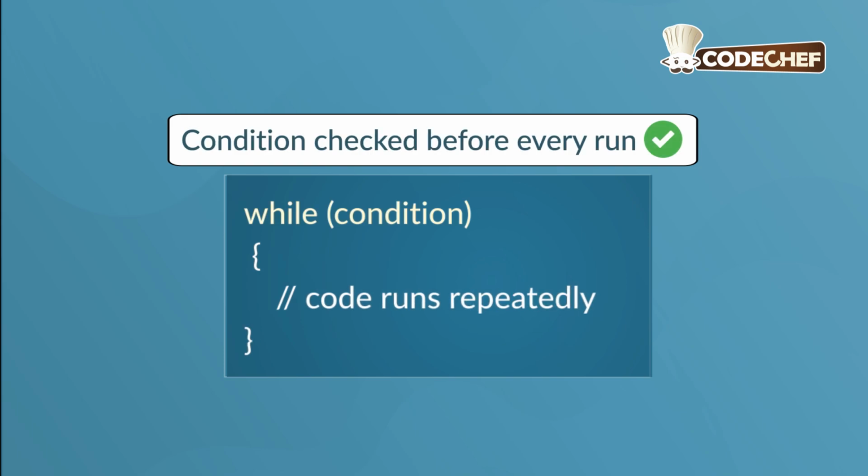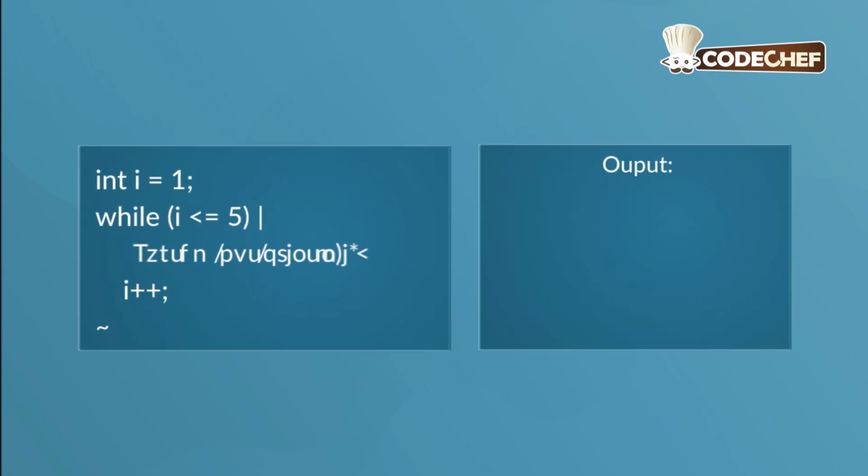In Java, a while loop checks a condition before each run. If it's true, the code inside repeats. If false, it stops. For example, printing numbers from 1 to 5. Start with i equals 1. Check if i is less than or equal to 5. Print it, increase i, and repeat. When i becomes 6, the condition is false and the loop ends.